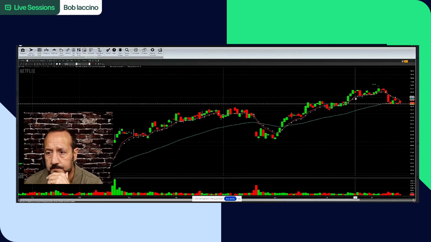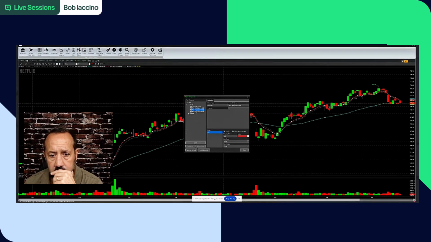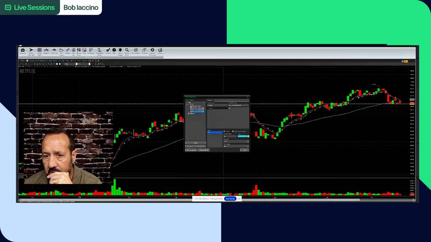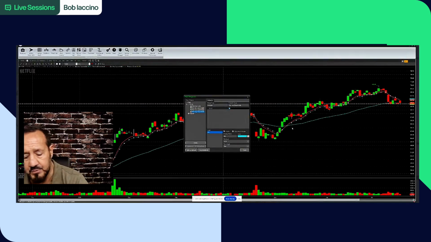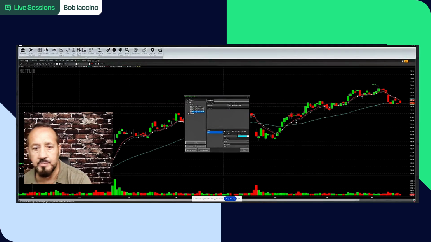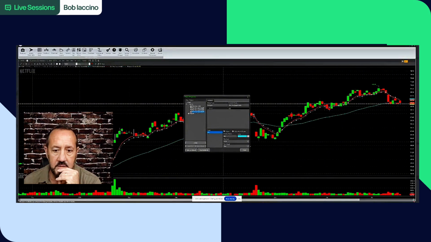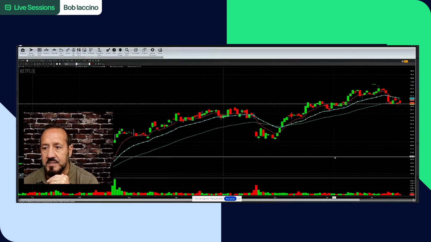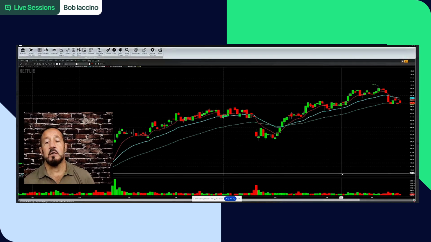Something went wrong. That's still an 8. Oh, I changed the wrong one. That's okay. Change this back to a 21 and leave it blue. All right, so now I've got the basics of the rotation zone on here. The red is the 8 exponential moving average. The blue is the 21-day exponential.